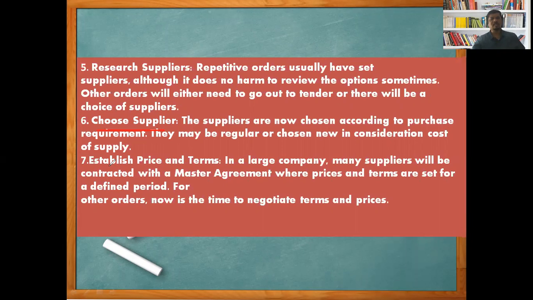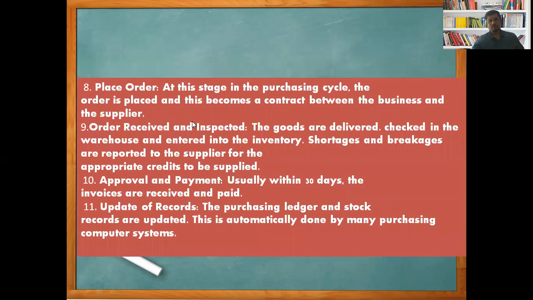The seventh one is establish price and terms. We are going to make an agreement. We are going to make a contract about the purchasing. We are also going to negotiate about the terms and the price. These come under establishing the price and terms. Then place the order. Under this stage, we give the order to the concerned supplier for purchasing the raw material, and we also make a contract between the buyer and the seller. Order received and inspected.